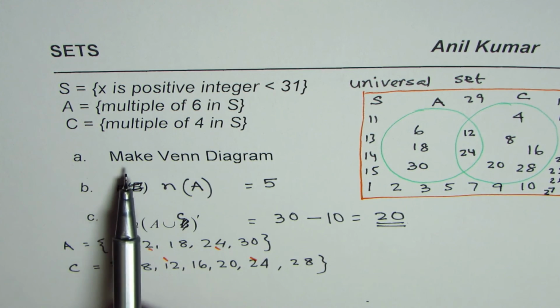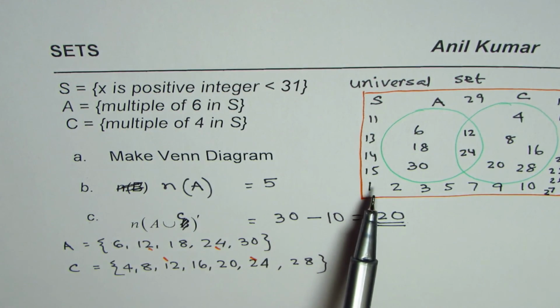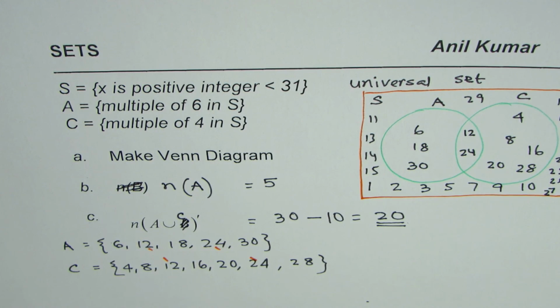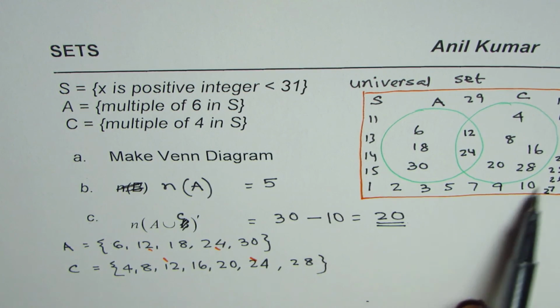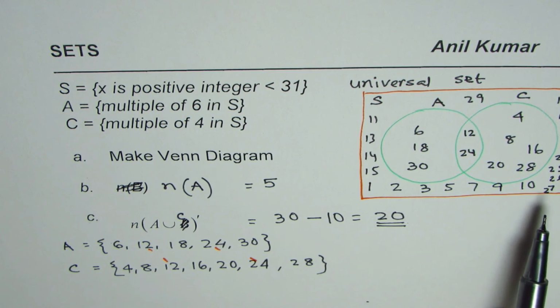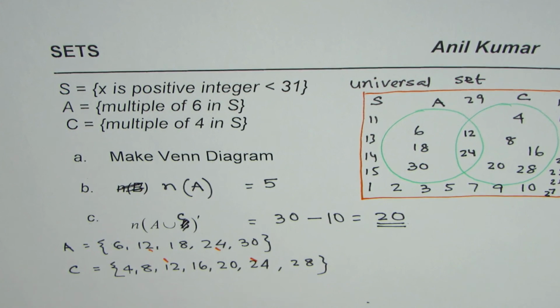The first part was to make the Venn diagram. When you make a Venn diagram, you have to list all the other elements outside, correct? So that is why it was necessary to write those numbers, and once you've written those numbers, you can count them also, right? That is how you could do it. I hope it helps. Thank you and all the best.